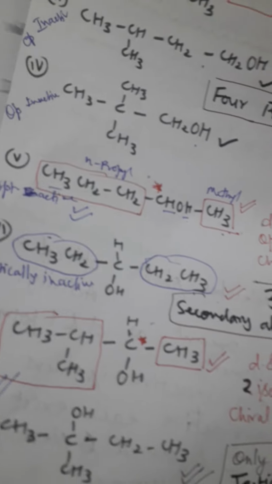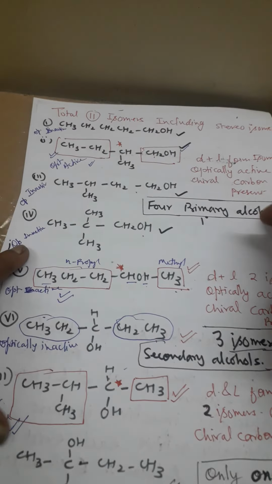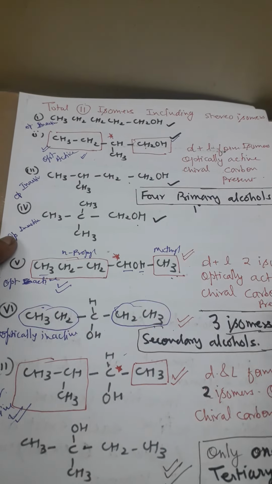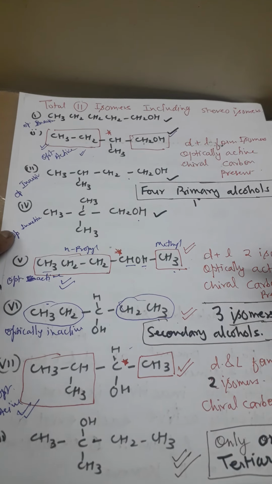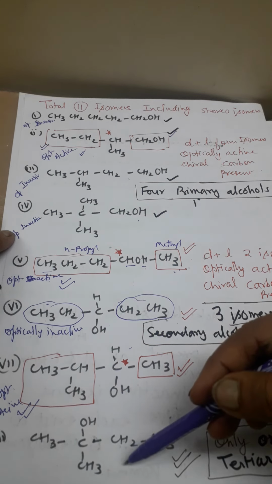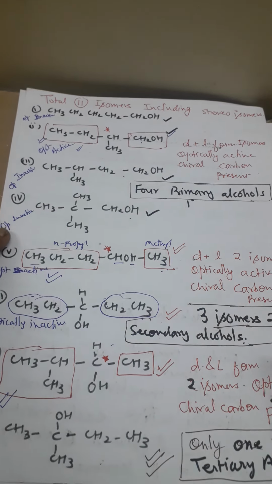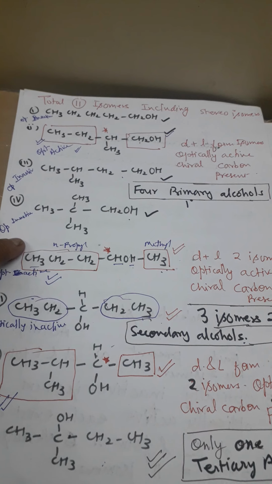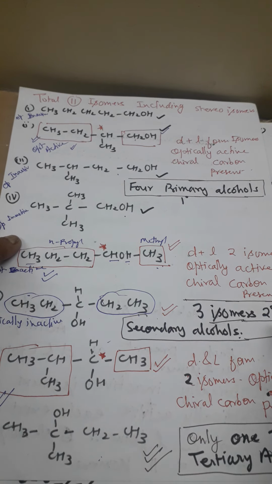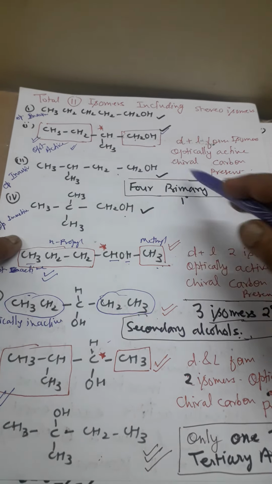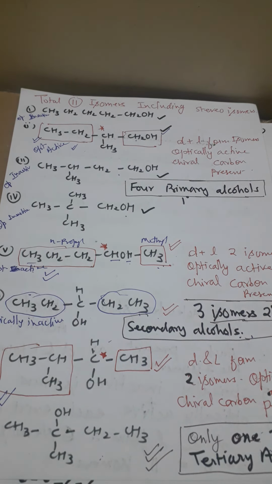Now how many primary alcohols are there in total? 4. And how many secondary alcohols? 3 isomers are secondary alcohol. And the last one here is tertiary alcohol. Only one tertiary alcohol, 3 isomers of secondary alcohol, and 4 isomers of primary alcohol. Here I have not considered the D and L form.